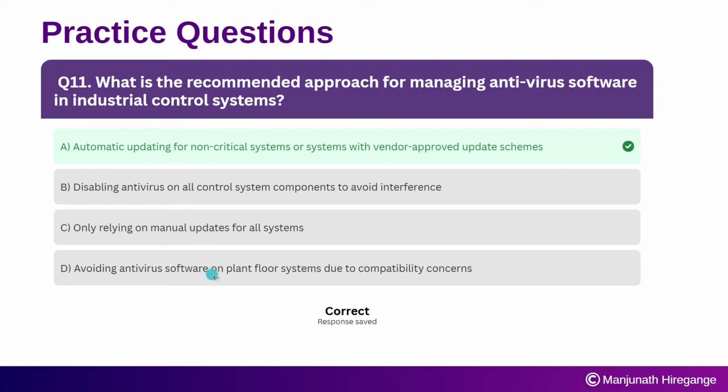And options B, C, and D are incorrect because disabling antivirus entirely, relying only on manual updates, or avoiding antivirus would increase the risk of malicious infection, and definitely might cause cyber-related production losses.